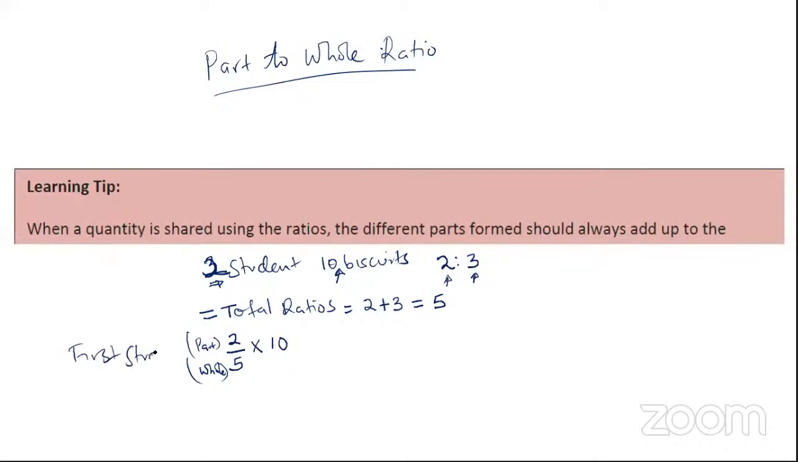First student will get this. Okay, then I calculate that. Then the second student will get the second ratio, which will be 3 out of the whole, which is 5. So we say this is a part and this is a what? The whole. And I multiply it still with what? With the 10.